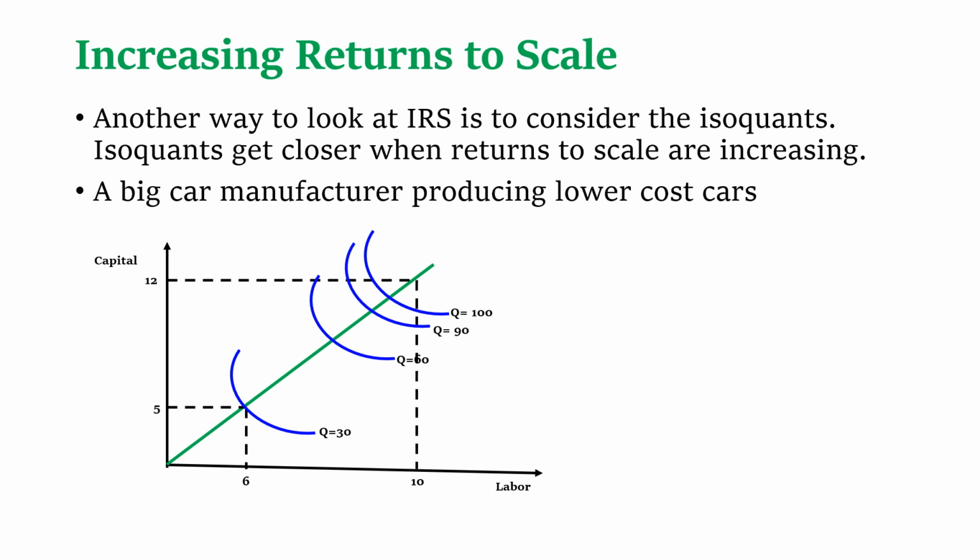Take for example, a big car manufacturer that experiences increasing returns to scale will be producing lower cost cars. And so it is efficient for that firm to operate that particular business. Overhead costs are very low, they're not very high. And then you have greater entrepreneurial ability in this particular regard.